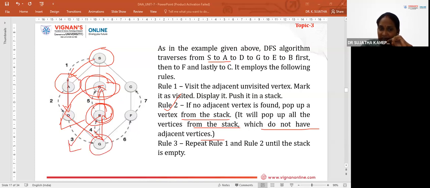Now in case of G, it is having adjacencies D, E, F. D and E are visited, F is unvisited. So the search proceeds to F. So this is to be called as rule 2.